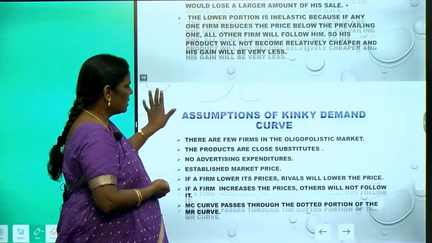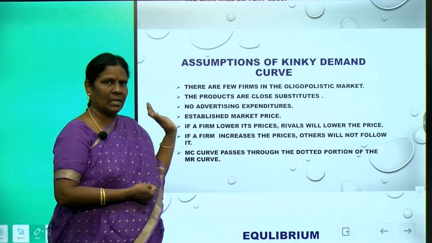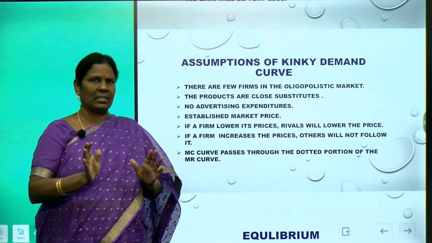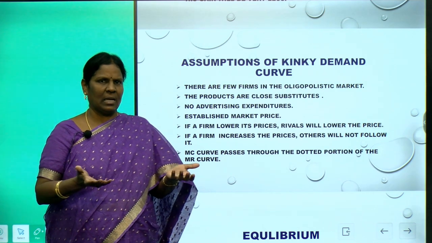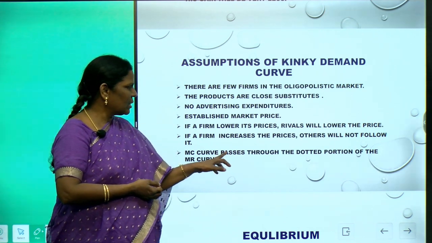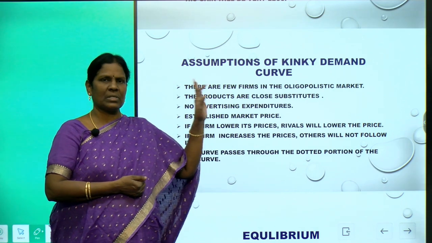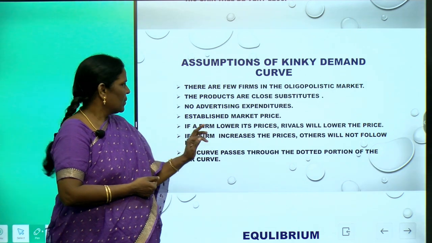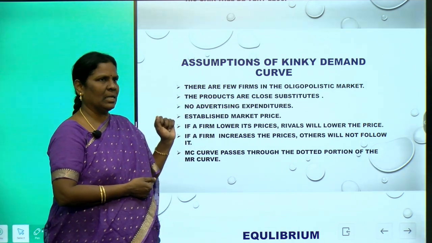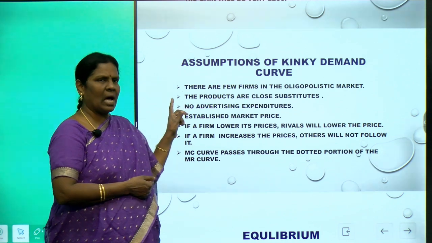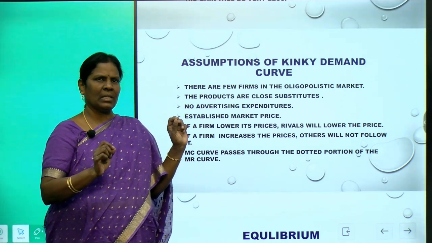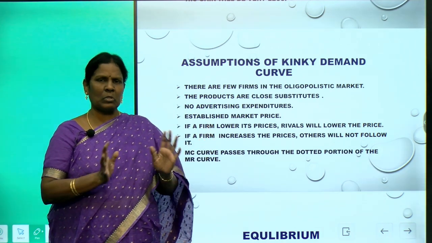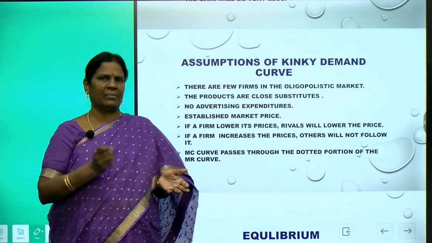So with this, these are all the assumptions of the kinked demand curve. Price rigidity is possible only if there exist few firms. Otherwise, it is not at all possible. And the MC curve passes through the dotted portion of the demand curve, or the MR curve. See, again, the assumptions of the kinked demand curve. What is the first one? There are only a few firms in the market for the product. The products are almost all close substitutes with a slight differentiation.